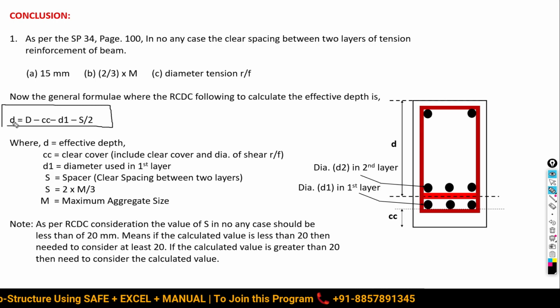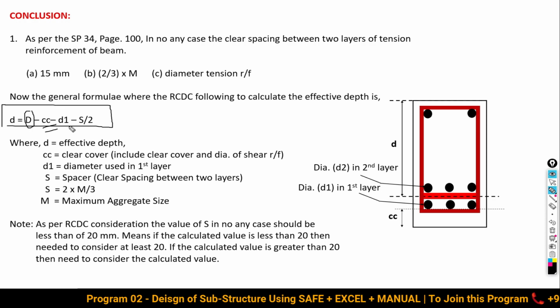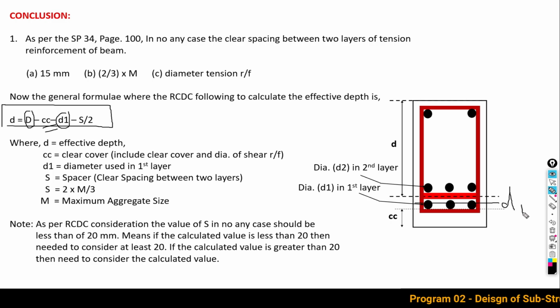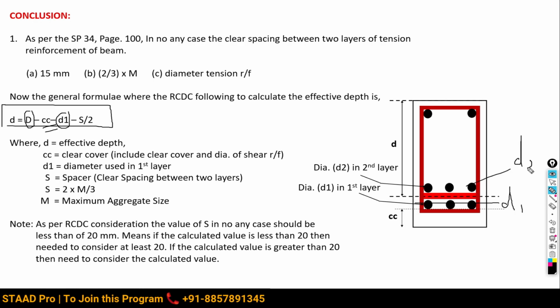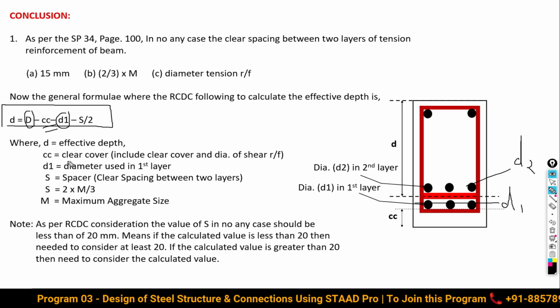That is, effective depth will equal overall depth minus clear cover minus D1, the diameter of the maximum reinforcement in the first layer. So this diameter of the bars in the first layer is called by RCDC as D1, and in the second layer RCDC is calling it D2. So our concern is with D1. Okay, now D is the effective depth, CC is the clear cover.